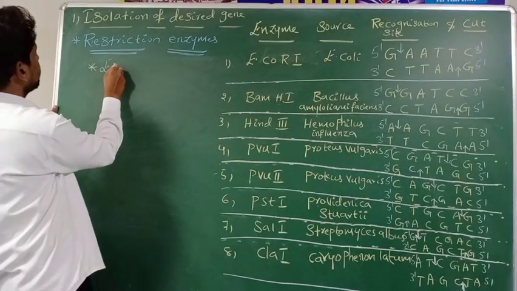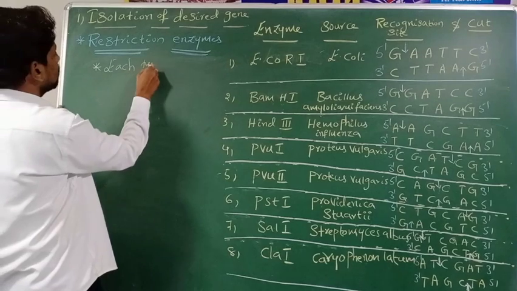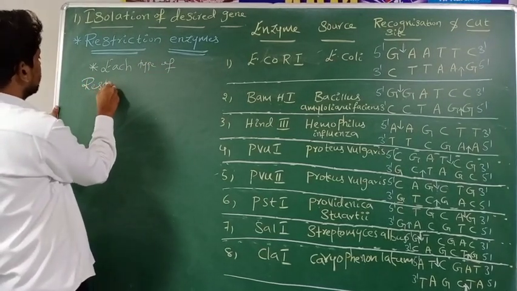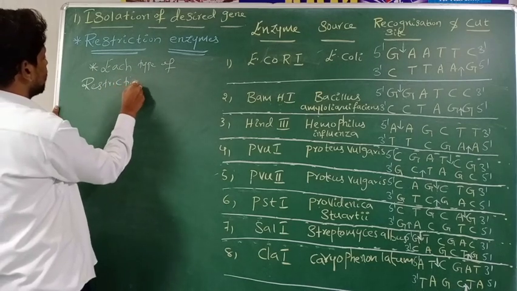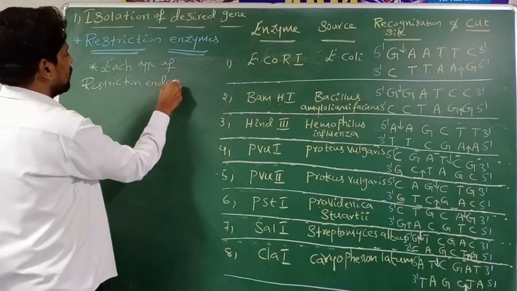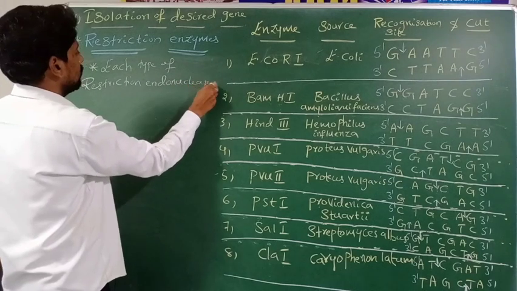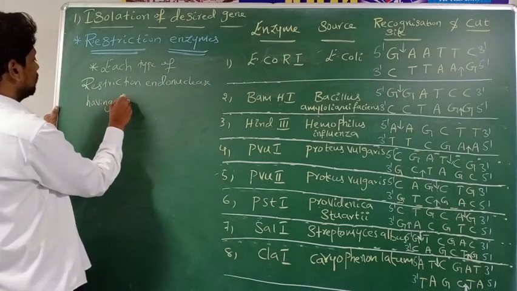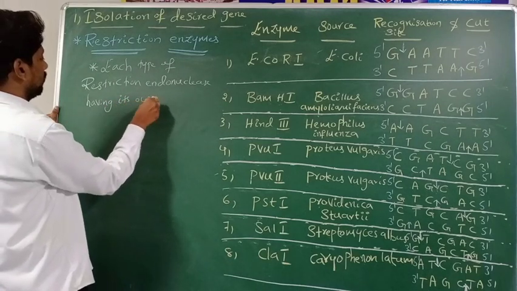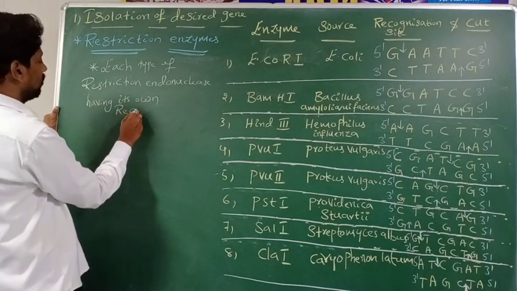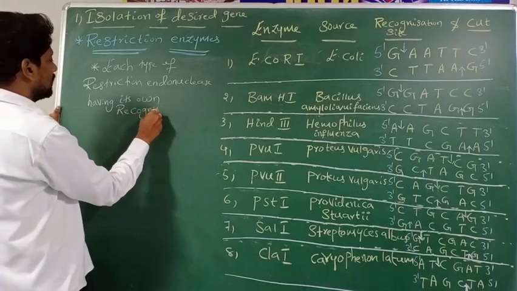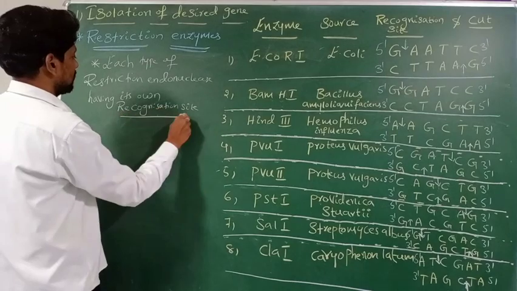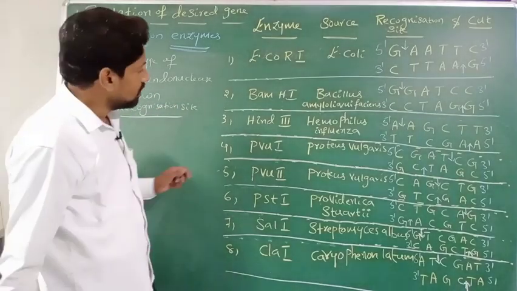Therefore, each type of restriction endonuclease has its own recognition site. Is it okay? Right.